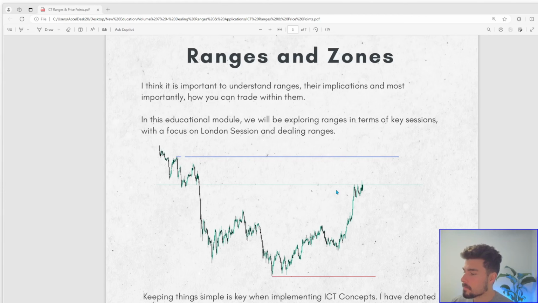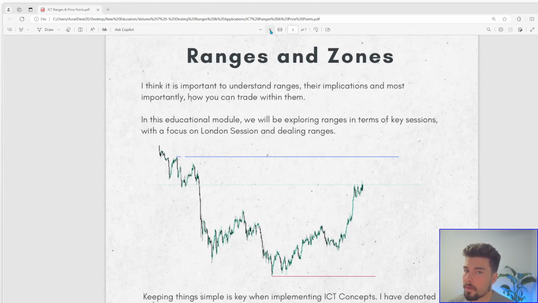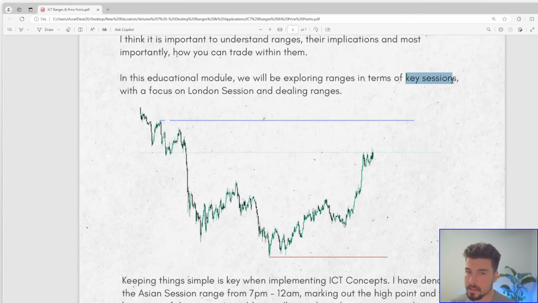Every single day that I trade, I love to use the Asian range as a zone. So me personally, I'm a London session trader. You can do the same thing if you're a New York session trader: use the London range as a zone. I think it's really important because ranges are applicable to so many things. You can use key sessions like the Asian session, or you can also focus on dealing ranges.